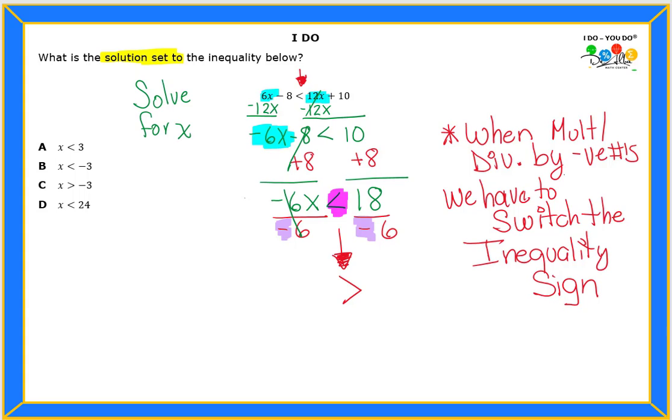So my negative 6 divided by a negative 6 cancels, or it becomes a 1, right? But I don't need to write down the 1. So this will be x, and 18 divided by a negative 6 is going to be a negative 3. And that will be my answer. So let's look at the answer choices. And that's my solution, right? Okay, and that will be letter C. Very good.